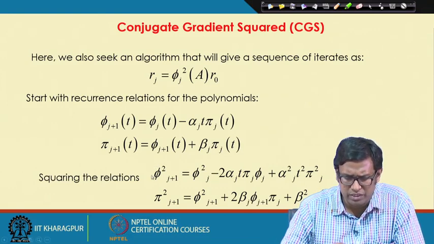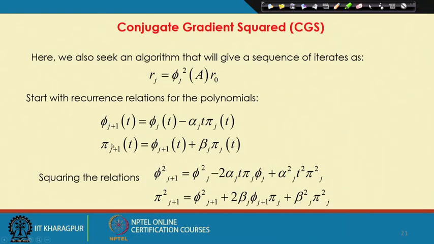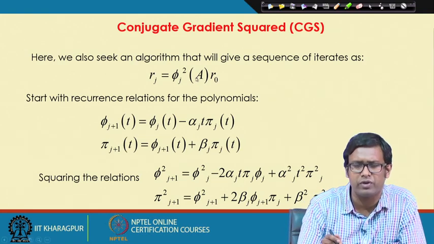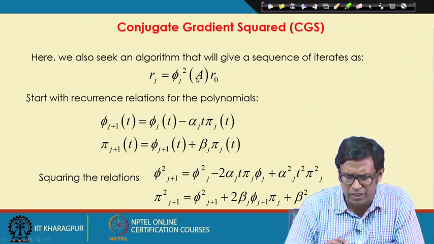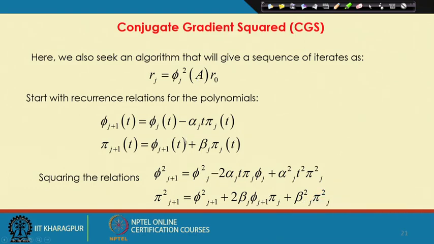Now, using these recursive relations, phi j plus 1 square, t I am dropping here because all these are functions of t. So, we are trying to develop the relation for the polynomial, keeping it as a function of a single variable t, but the same relations will of course hold when the same polynomial is applied over the matrix A. So, phi j plus 1 square is phi j square minus 2 alpha j t phi j pi j plus alpha j square t square pi j square. Similarly, pi j plus 1 square is phi j plus 1 square plus 2 beta j phi j plus 1 pi j plus beta j square pi j square.